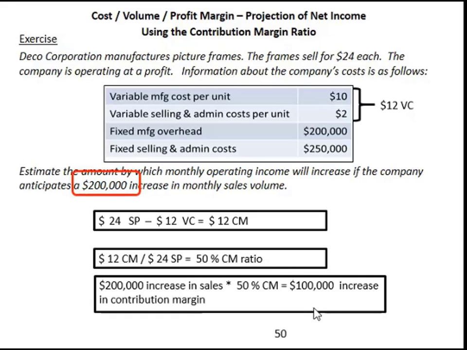The next item then is we're going to take the contribution margin ratio and apply it to our increase in sales. So we anticipate a $200,000 increase in our monthly sales volume. So we have a $200,000 increase in sales times our 50%, and that should read CMR, contribution margin ratio, not CM, but contribution margin ratio. That equals a $100,000 increase in our overall contribution margin, and if our fixed costs do not change at all, that means that's going to also flow through then as a $100,000 increase in our net profit.